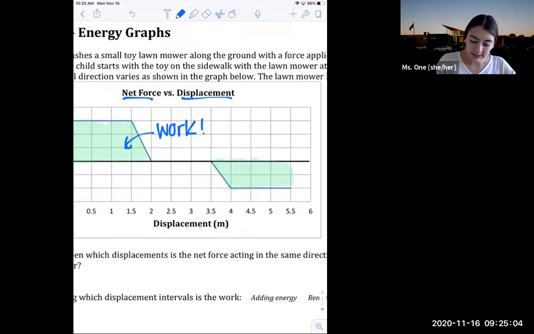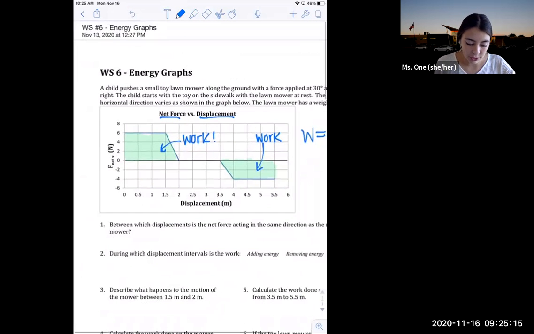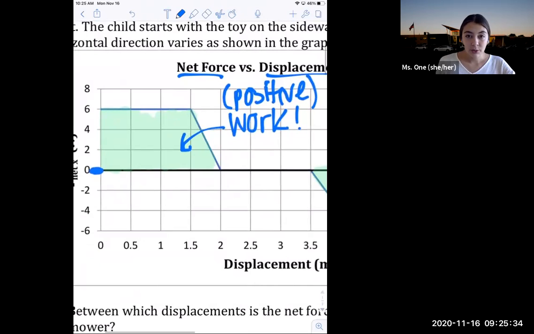The difference, you guys, is that work is obviously dependent on being positive or negative, and we can see if it's positive or negative based on where it is in consideration to our displacement axis. Okay, so if you're below that x-axis, then your work is going to be negative. And if you're above the x-axis, your work is going to be positive, meaning you're putting energy into the system versus taking energy out.